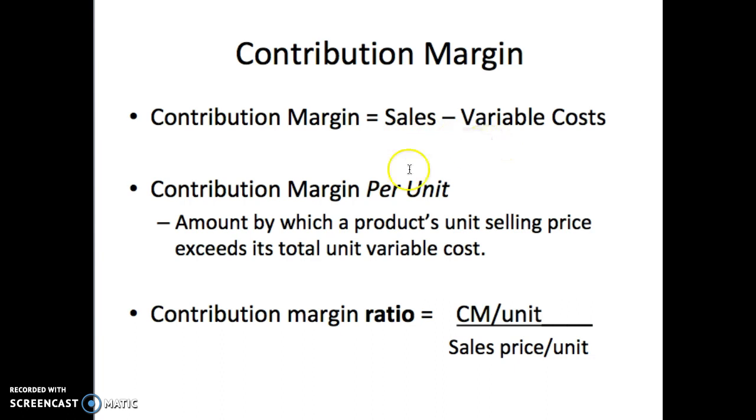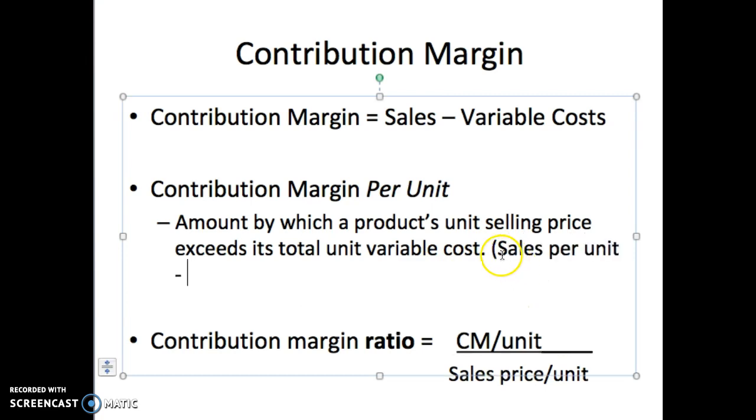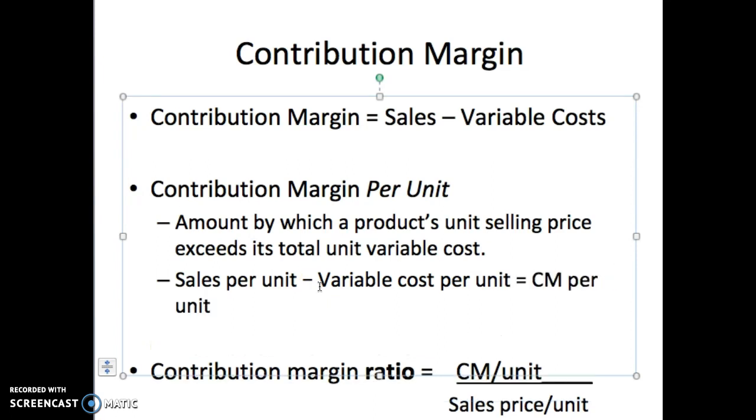Now, you can actually compute for the contribution margin per unit. So it says here in the PowerPoint, it's the amount by which a product's unit selling price exceeds its total unit variable cost. Or if we're going to express that mathematically, it's sales per unit minus your variable cost per unit. You get your contribution margin per unit.